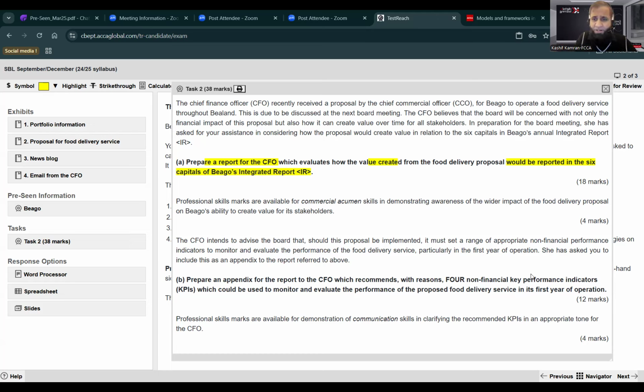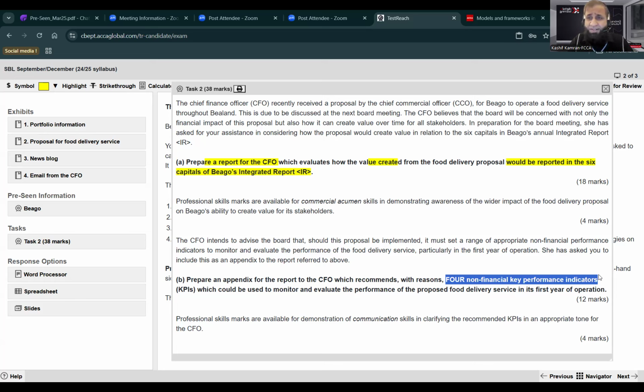In the next requirement, you have to use the 4 non-financial key performing indicators. So that's pretty clear that over here, you do not need to evaluate the financial side. You need to evaluate the non-financial side. So 4 non-financial indicators might be given in the pre-seen because we know pre-seen always gives you the KPIs.